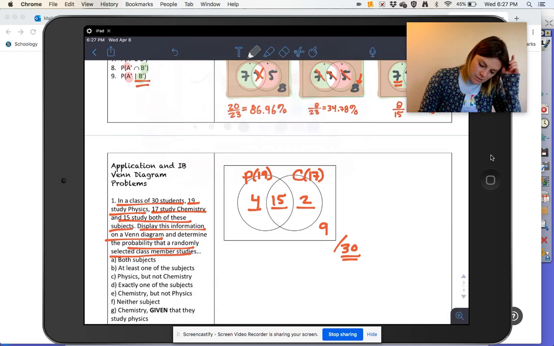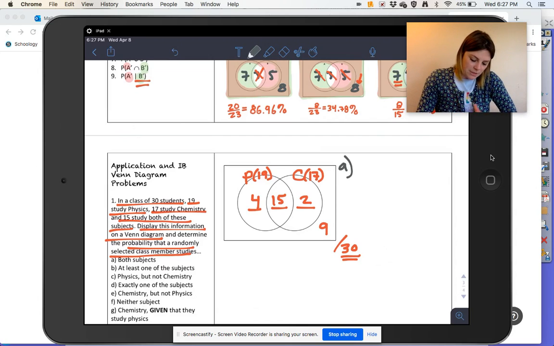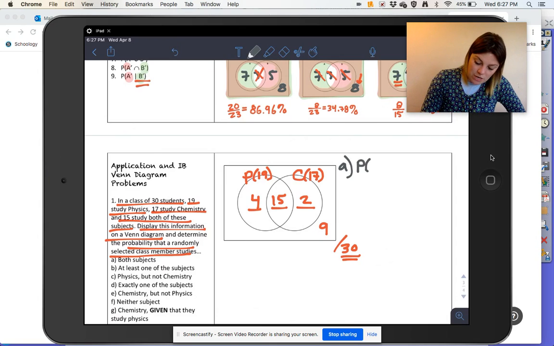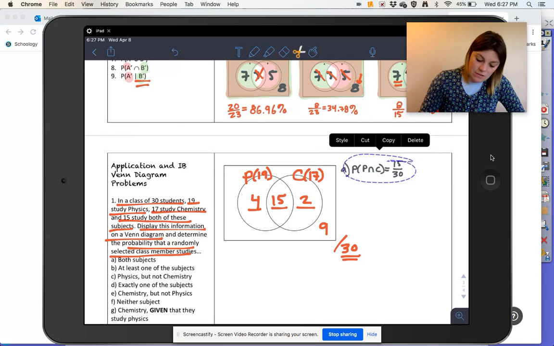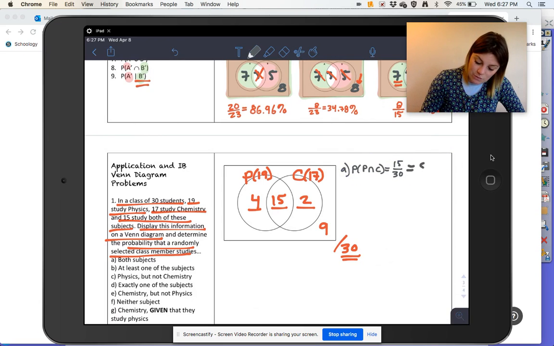All right, so here I'm going to do A. I'm going to think about what's the probability that somebody takes both subjects. So I'm going to draw out what this means in probability notation. Probability that someone takes physics and chemistry. That word both means intersection. So we look for the part of the question that is where they overlap, and that would be the 15 over the 30. And then writing this as a percent, I can do this in my head because this one is half, so it would be 50%.